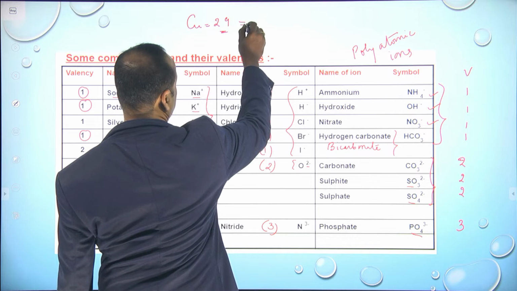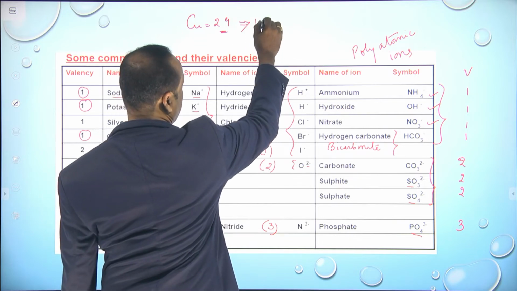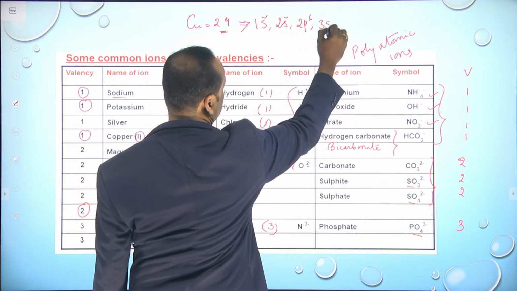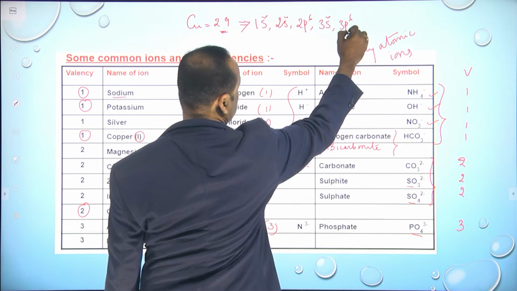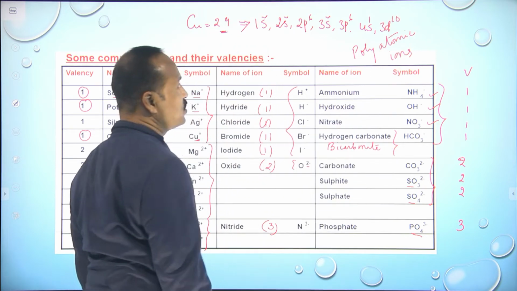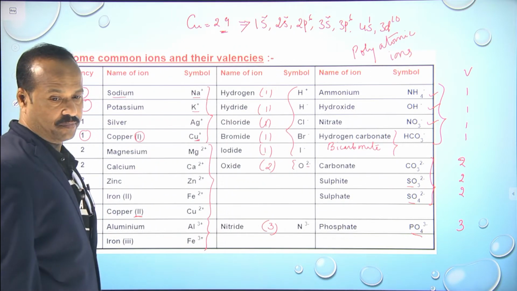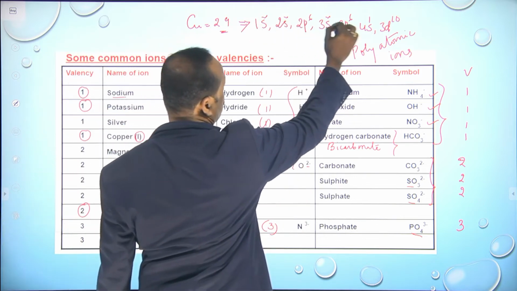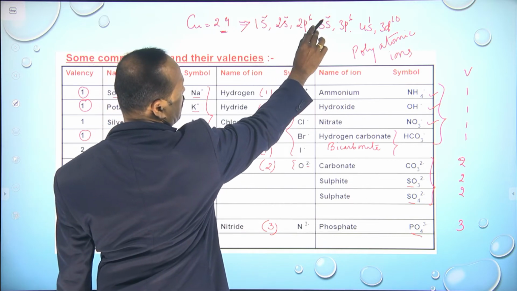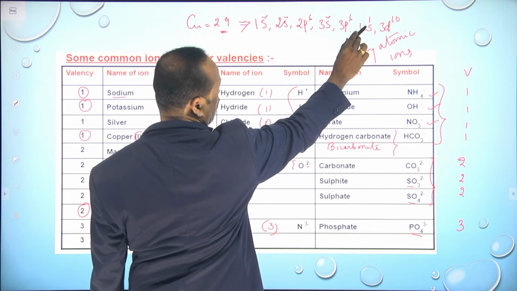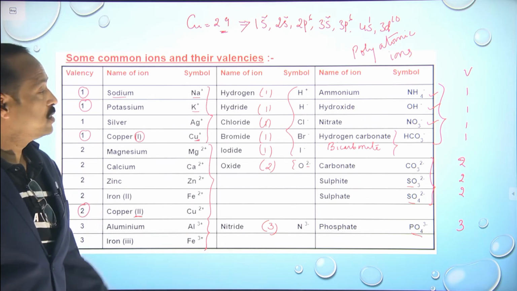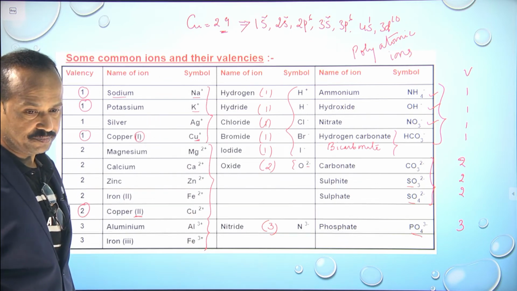If you go to the higher class, actually you are in 10th class, no? So write like this: 1s2, 2s2, 2p6, 3s2, 3p6, 4s1, 3d10. This is the actual electronic configuration of copper. If you count these upper numbers, you will get 29. So 2 plus 2, 4 plus 6, 10 plus 2, 12 plus 6, 18 plus 1, 19 plus 10, 29. So that is the actual electronic configuration of copper.